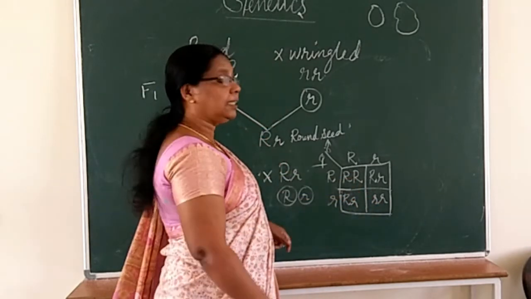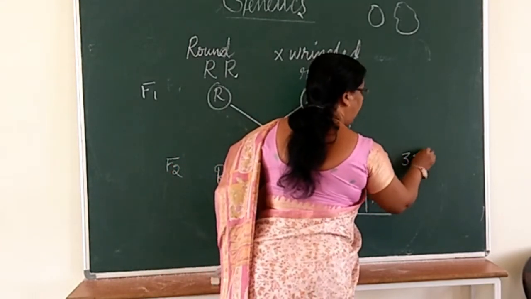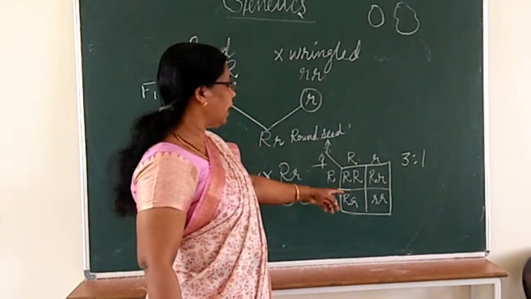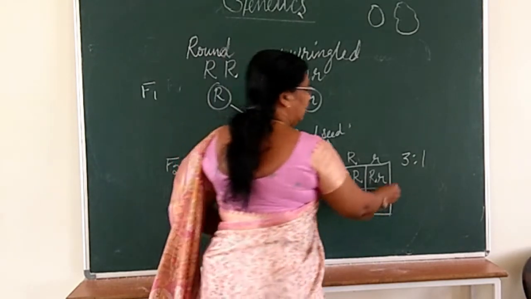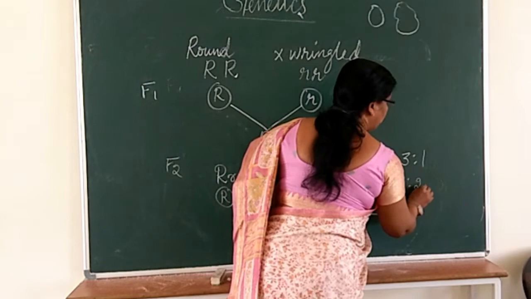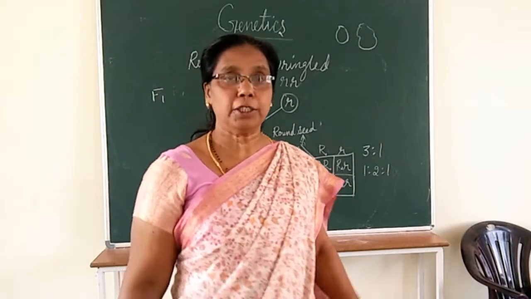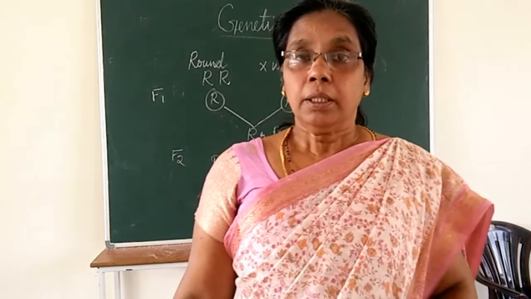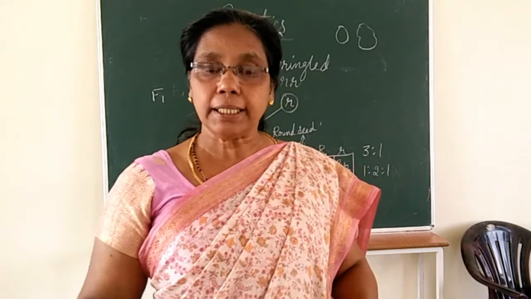So here you can see that externally your phenotypic ratio is 3:1, and again genotype, here one only, here two, and here another one. So genotypic ratio is 1:2:1. Hope that all of you understood all these things. So from all these above cases, monohybrid ratios are same.